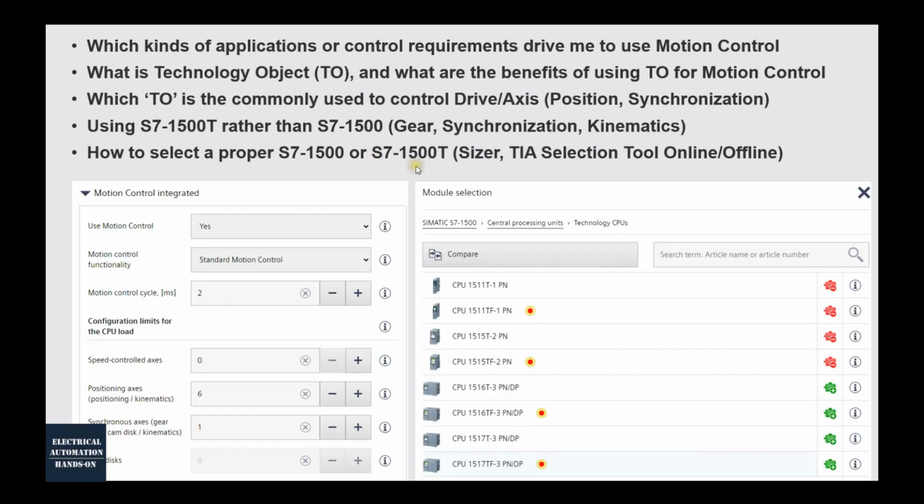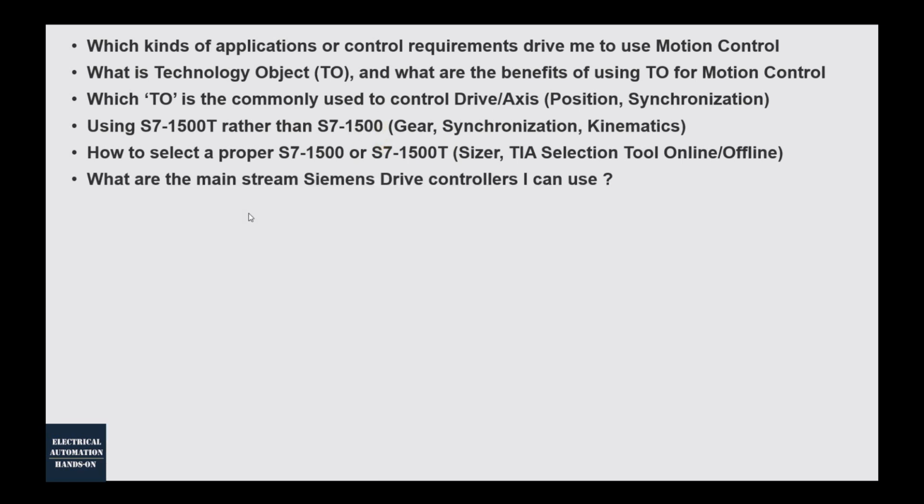Next question. So here now we talk about the S7-1500 controller and the 1500T. They are all PLC and controller wise. And for the motion control, we do need the drive system. So next question, what are the mainstream Siemens drive controllers I can use? To implement the motion control, it is recommended to use the same brand. For example, if you're using the Siemens S7-1500T Siemens motion controller, you better use the Siemens drive system.